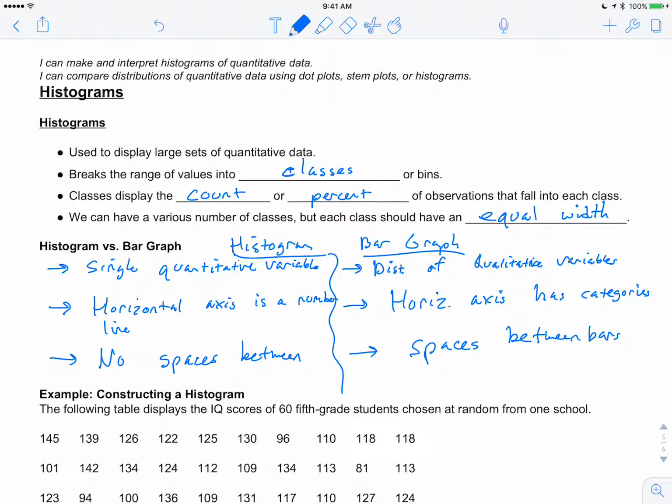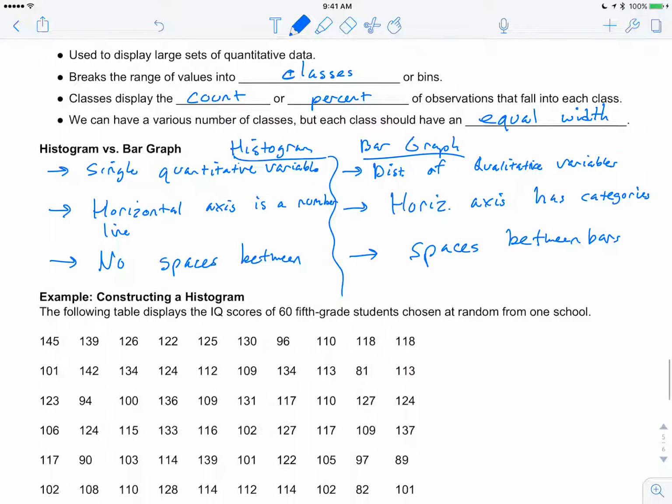Now, I want to just enter a little starred statement here, because it is possible to have empty space in a histogram when you have a class with 0 frequency. Okay. Then there's going to be an empty space. Otherwise, you're going to have bars that are touching each other.